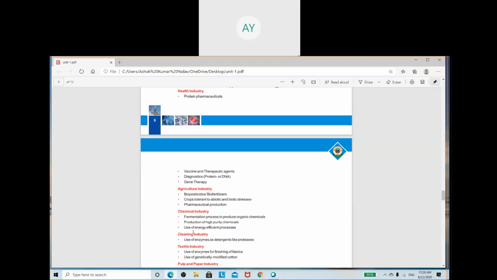So when you start dealing with the project, meaning you will be working on the project, and when you gain experience, gradually your income will increase. Okay, so there are a lot of opportunities in the field of biotechnology.